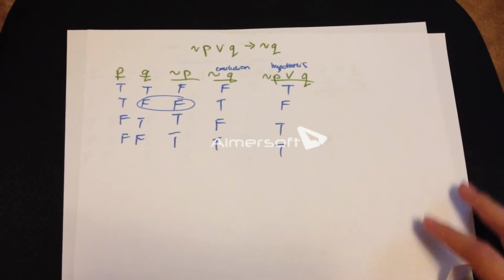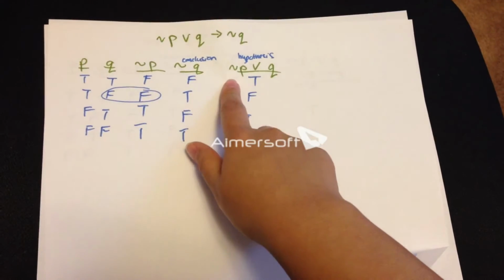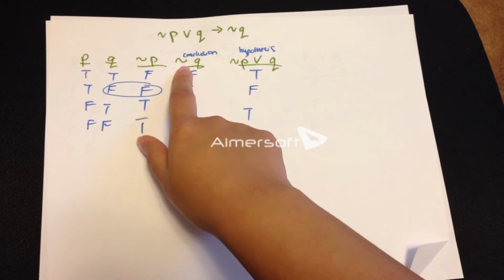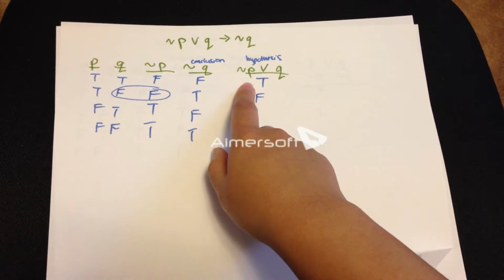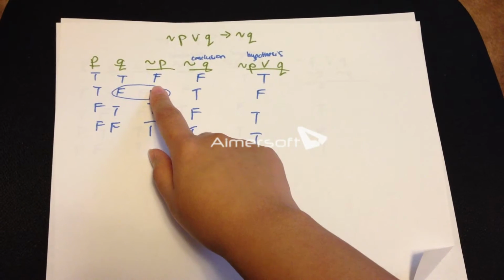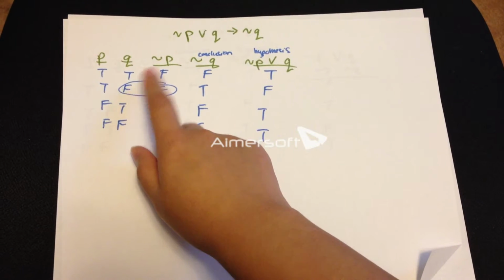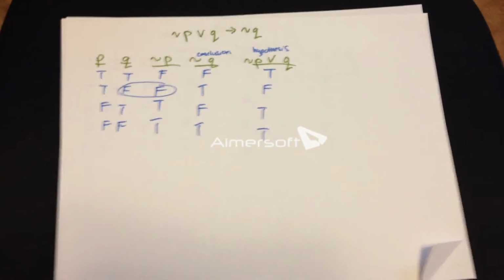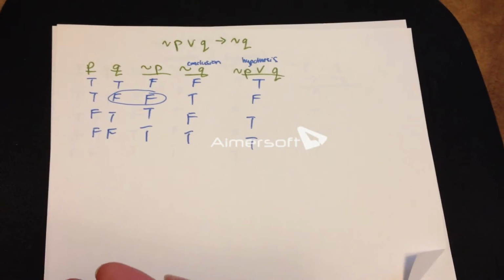Now here on this column, I did the hypothesis part, where not P or Q. Now in this instance, we compare the values of not P to the values of Q. And the only way the value is false is if both values are false. Otherwise, it would be true.